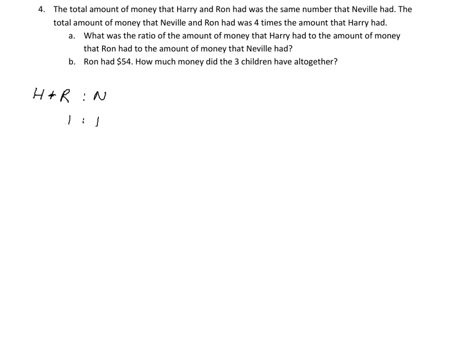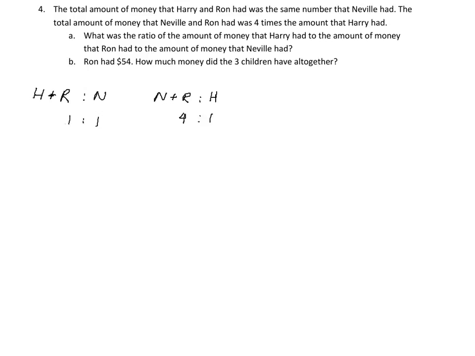Okay, next, the total amount of money that Neville and Ron had. So I have N plus Ron was 4 times the amount that Harry had. 4:1. Anyone has any problem with this so far? So all this information, I get it from the question, right?